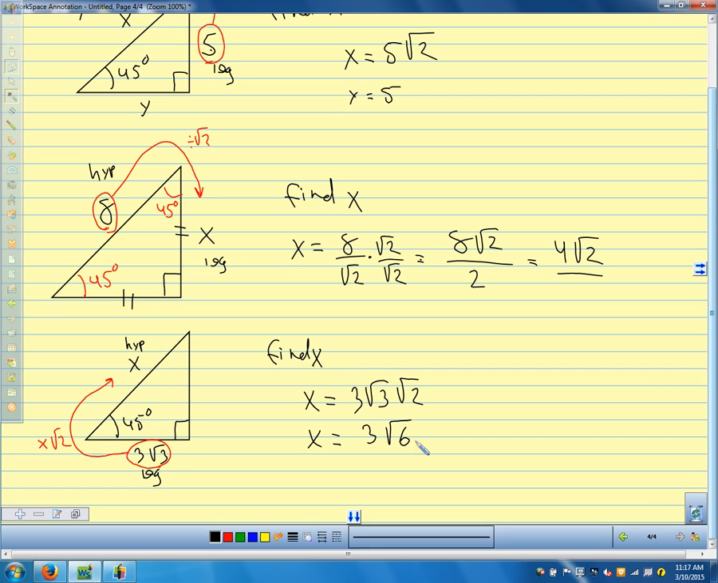So you don't necessarily always have a square root of 2 in an answer that has to do with a 45, 45, 90. And same with a 30, 60, 90. You won't always see a square root of 3 in your answer. All right, questions there? Okay, let's look at a couple of 30, 60, 90 triangles.